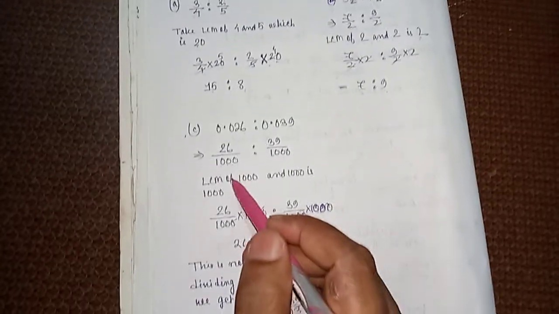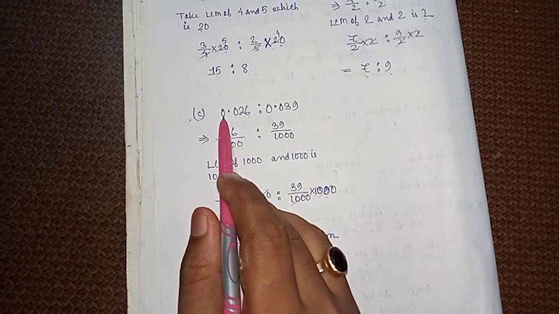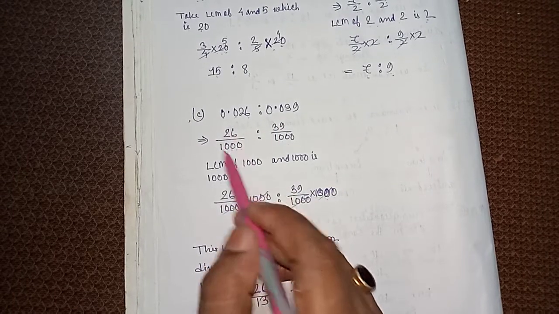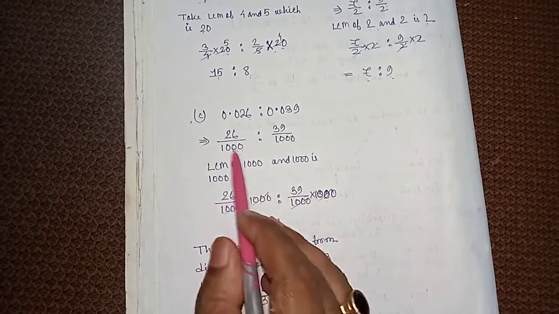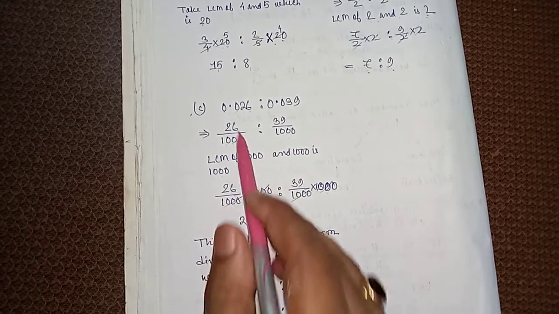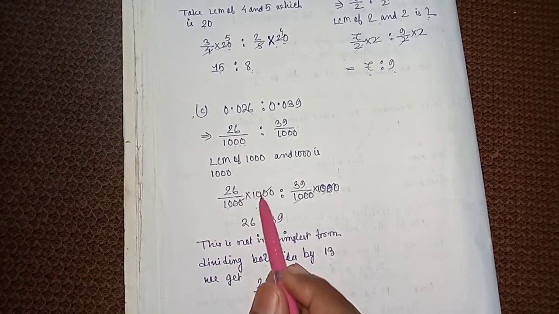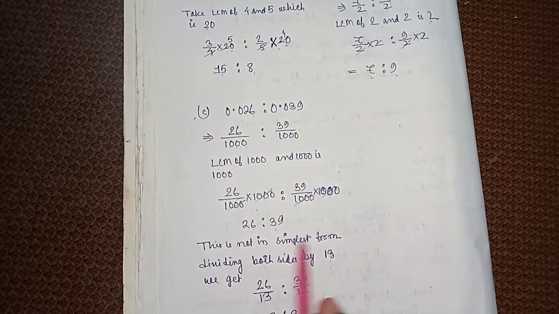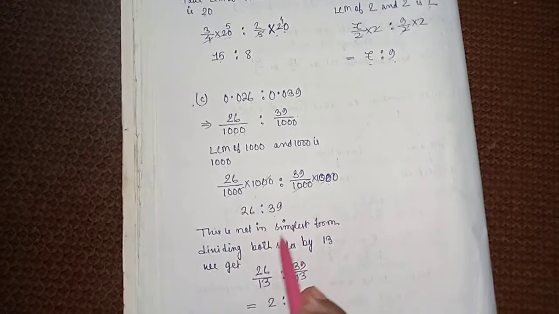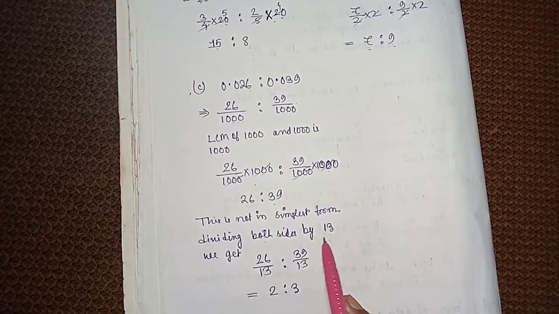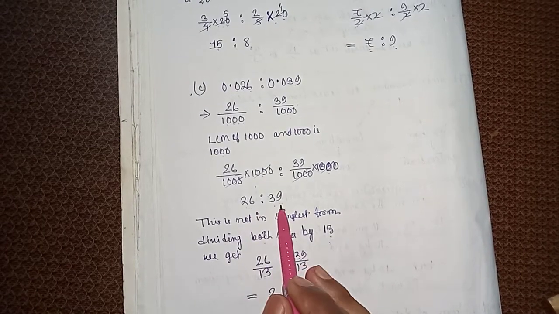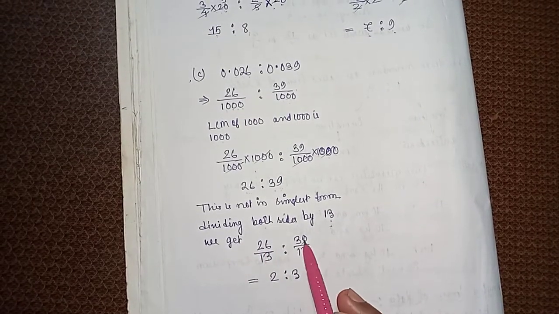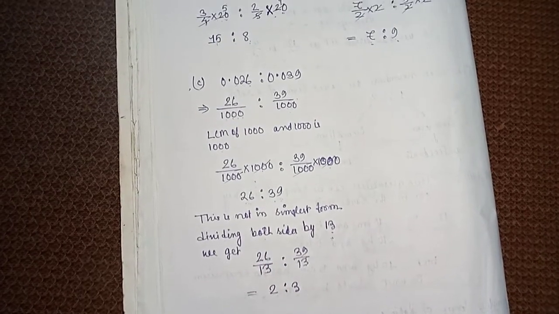Now if a decimal number is given, see, 0.026 is to 0.039. We'll bring it into fractional form. Now the LCM of 1000 and 1000 is 1000 only. Now we will multiply 1000 with both the fractions. After cancellation, we are going to get 26 is to 39. Now you see this is not in the simplest form. So to make it the simplest form, we have to divide both numbers by 13, since the HCF of both numbers is 13. So we get 26/13 is to 39/13, which is equal to 2:3.